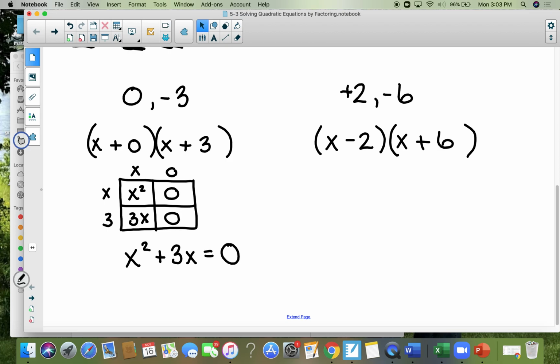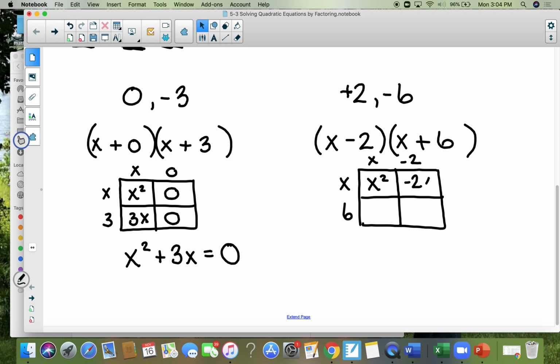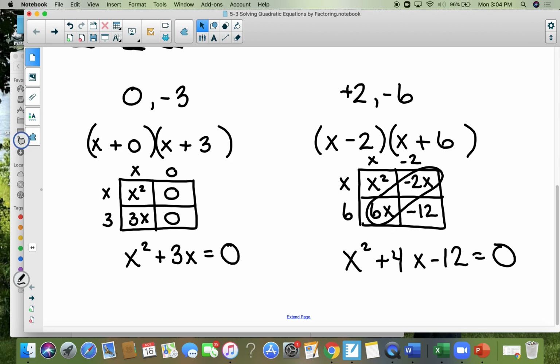Okay, once you fill that in, you're going to make a box. And it doesn't matter where you put them. I'm going to put the x and the negative 2 here, and the other x and the positive 6 here. And now I'm going to just multiply. X squared, negative 2x, positive 6x, negative 12. I'm going to put my diagonals together. X squared, 6x take away 2x is 4x, minus 12 equals 0. So that's all you're doing in this section.